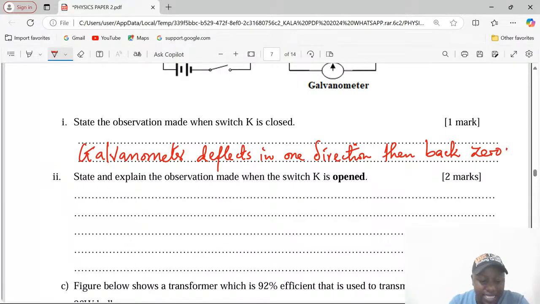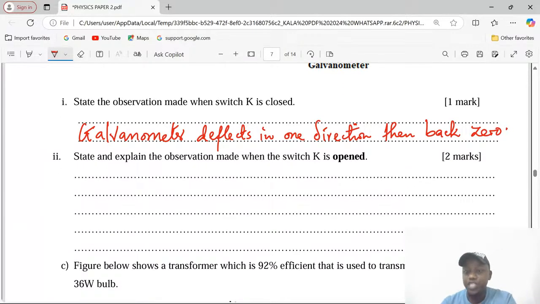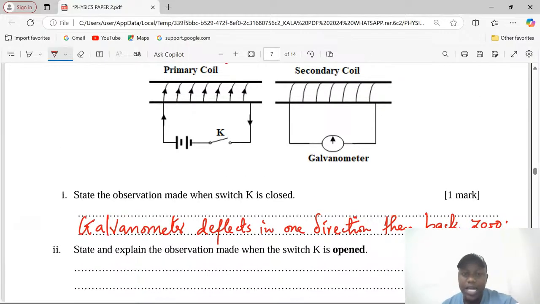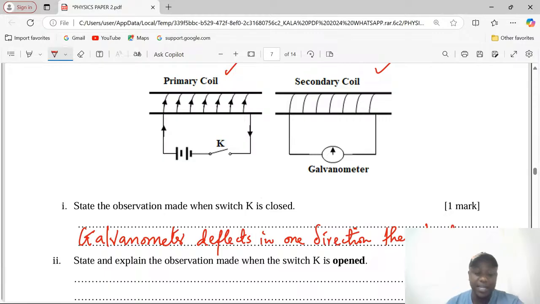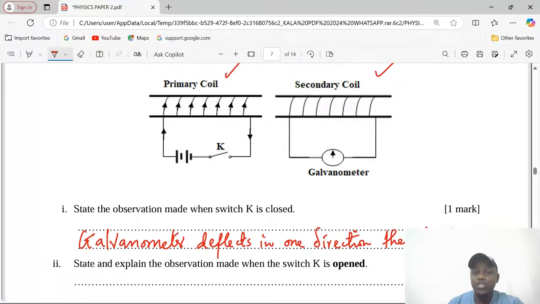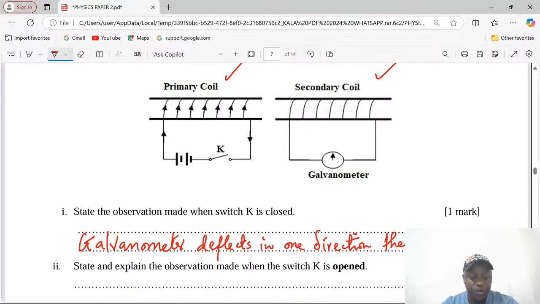That one is very clear. You must state that back to zero. Without back to zero, actually you're going to be wrong. That will be a wrong observation. Back to zero, because once the magnetization reaches saturation, there will be no more magnetic flux linking. And then without magnetic flux linkage, we will not have any induced EMF on the other side, and the current will not continue flowing, and the galvanometer has to get back to zero. So it will deflect to a maximum and back to zero.